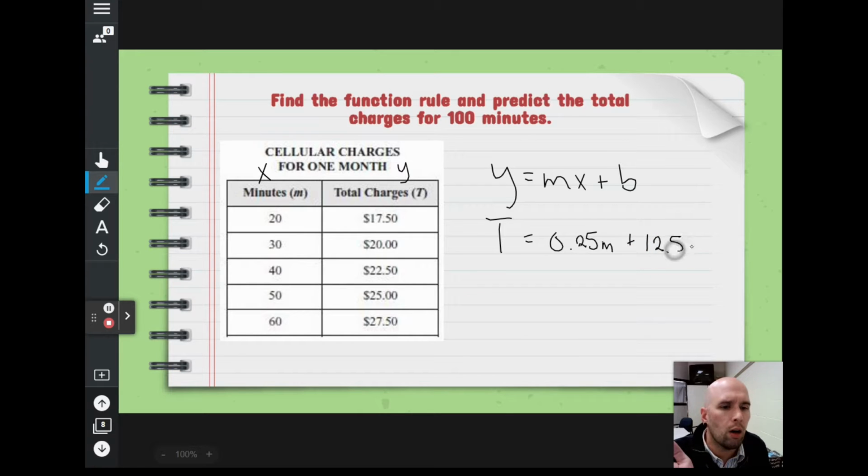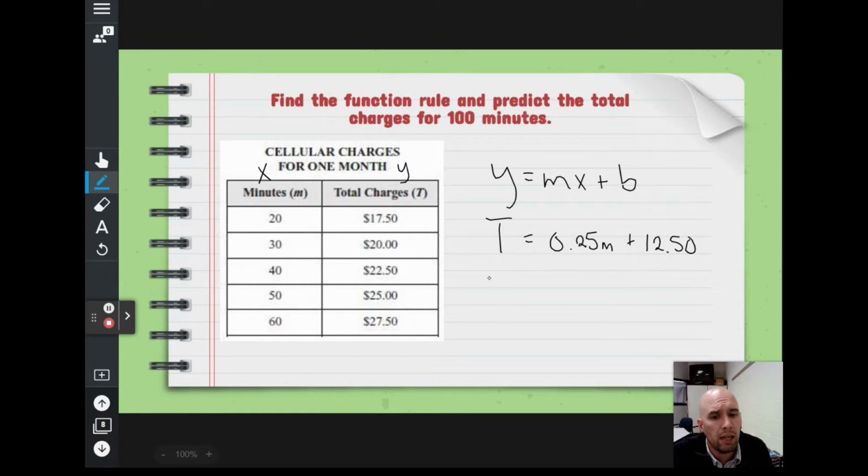12.50. Basically what this means in this really ancient problem about cell phone charges by minute, my total charges is going to equal 25 cents a minute, plus I definitely have to pay $12.50 no matter what. The question being asked is to predict the total charges for 100 minutes.